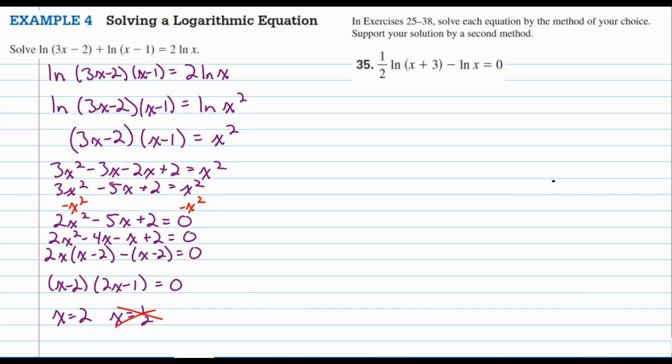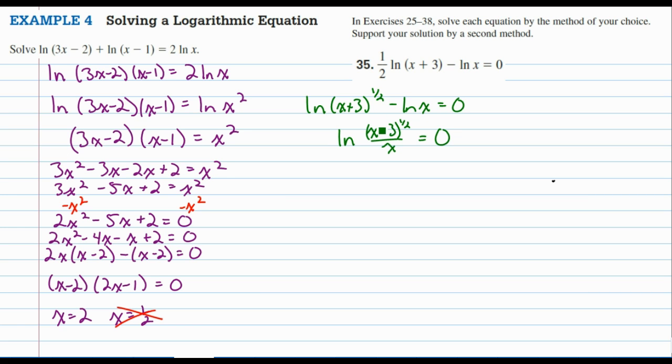Then I'll try problem number 35. I'm actually going to do it 2 different ways and check it on my calculator. I'm going to be super thorough. 1/2 times the natural log of x plus 3 minus the natural log of x equals 0. I can combine those into 1 log. I'm going to change the 1/2 to an exponent and combine the 2 logs of the same base using division of their insides.